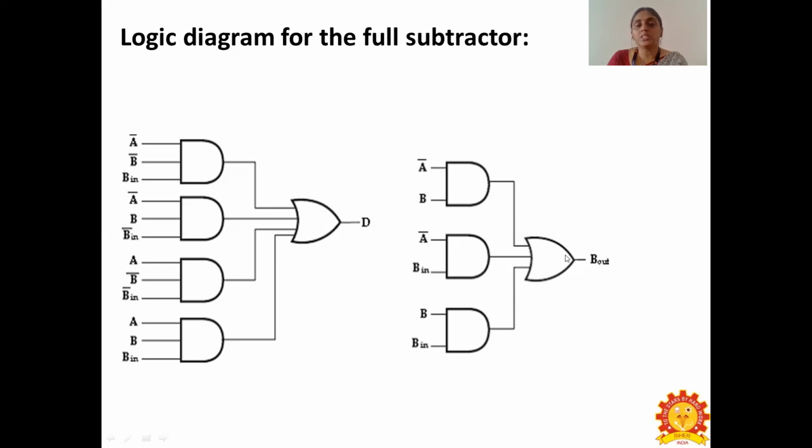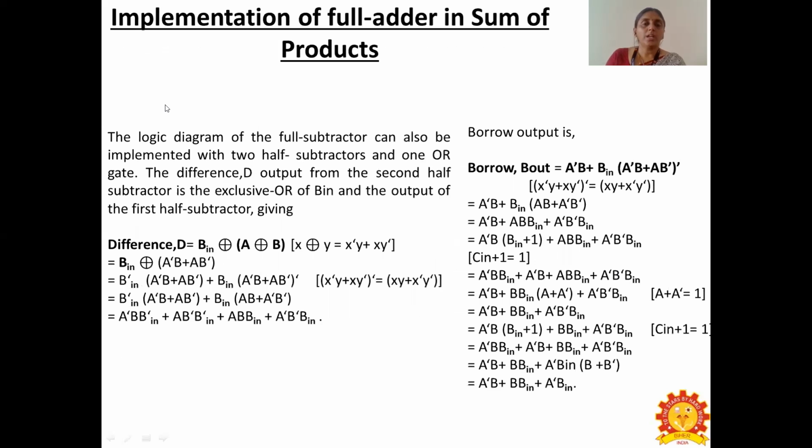And on the right hand side is the logic diagram for finding the borrow output bit. Here 3 AND gates and 1 OR gate are involved. The first AND gate involves A dash and B, the second AND gate involves A dash and the borrow input, and the third AND gate involves B and the borrow input, which are then connected to the OR gate whose output is borrow out. And now we will see the implementation of the full subtractor in sum of products.